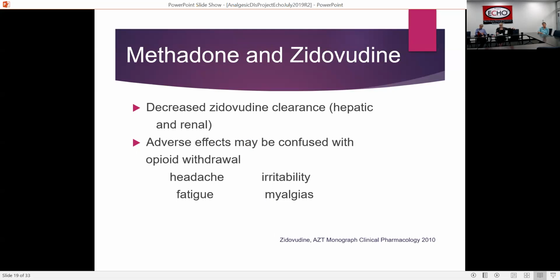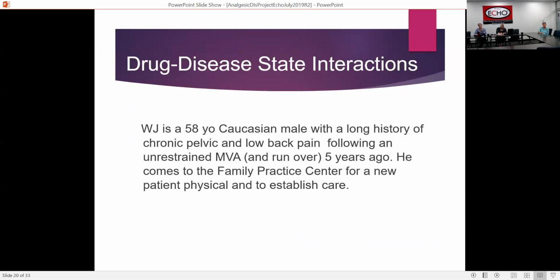And then the side effect profile that one sees is sort of a heightened response to the drug, and it looks like almost a person who's having an opioid withdrawal, okay? So just keep it in mind, okay? Here's a classic example of a drug-drug pharmacokinetic interaction, okay? Now, what about the classic drug-disease state interactions?